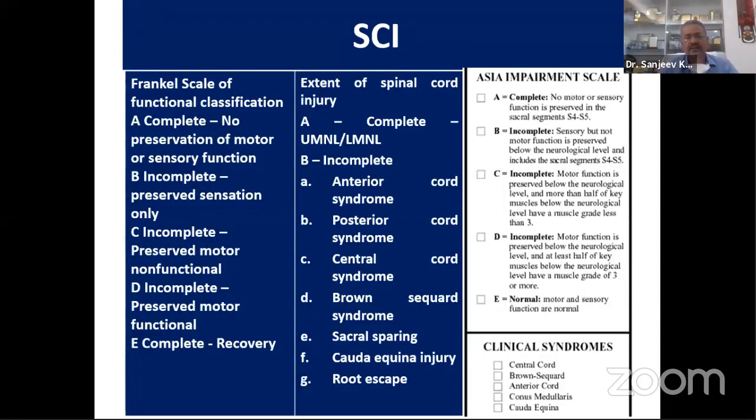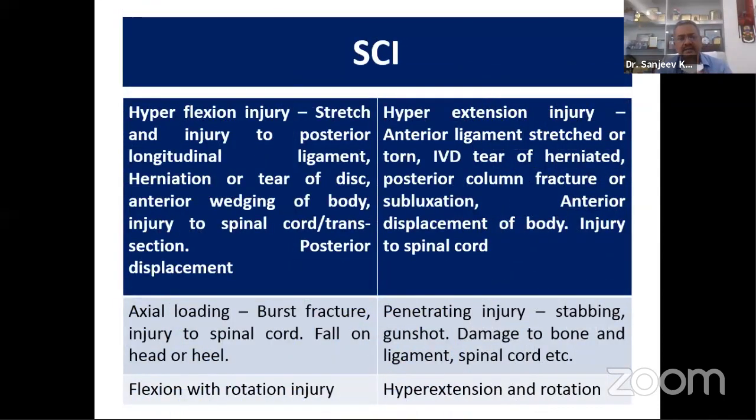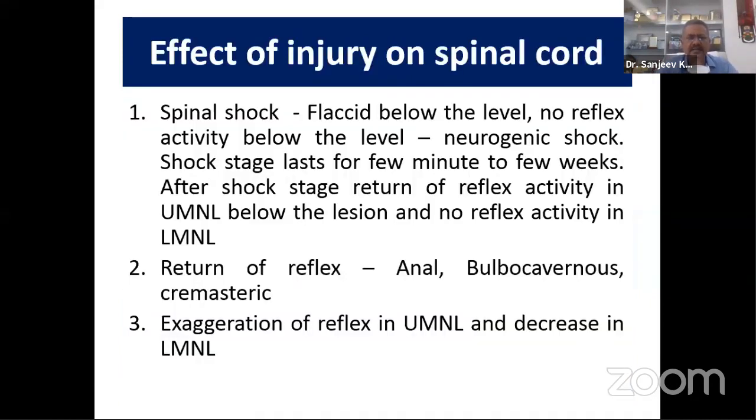Now, once you get the patient, and again, I am telling you this is just out of context, do some assessment and come to a conclusion about the situation in this particular patient. Then also find out the reason for the injury, whether it is a hyperflexion injury, hyperextension injury, axial loading or penetrating injury, or whatever type of injury, just identify. The whole idea of identifying this is that you will be able to understand very well that this may be causing this type of problem.